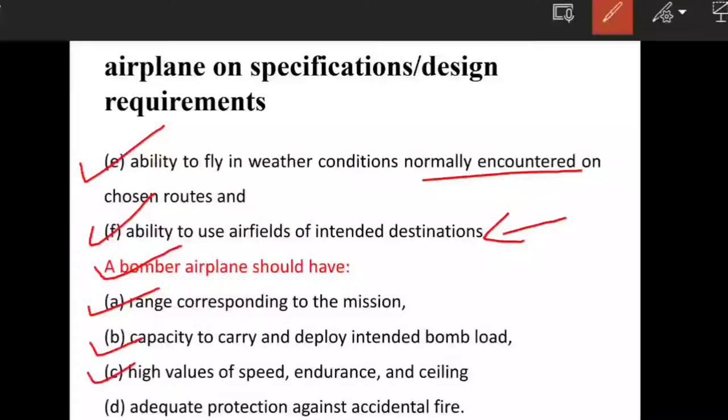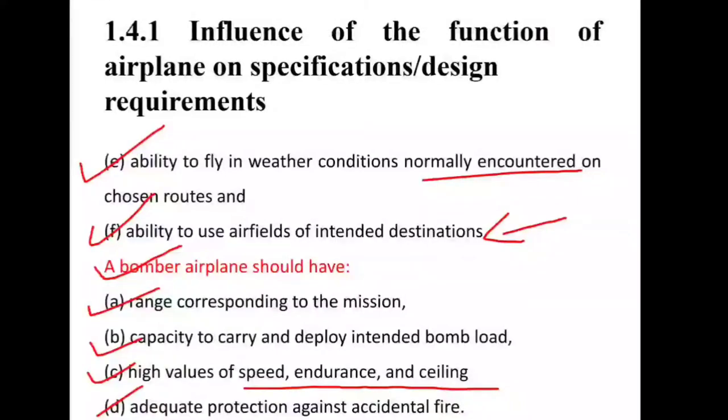The third one is high values of speed, endurance and ceiling. That is important because without this, the military aircraft is nothing. Understand? So high values of these parameters are required. The last one is adequate protection against accident and fire. Obviously, because if the bomber airplane suffers even little damage, it means a big disadvantage or big loss. So this is about the bomber airplane points related to the influence of function on specification requirement.